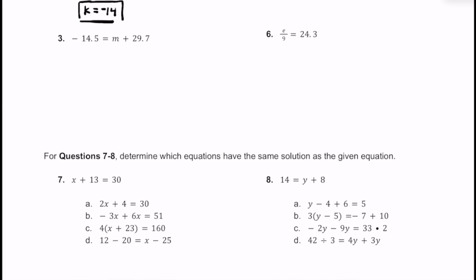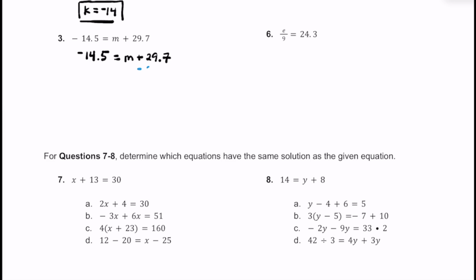For number three, we have another one-step equation. This time we're going to be solving for m, and it looks like m is on the right side of the equation, but we're going to go ahead and just solve it the same way we did with the others. So negative 14.5 is equal to m plus this 29.7. So if we want to find out what m is, we need to get it alone. So we need to get 0 next to it.